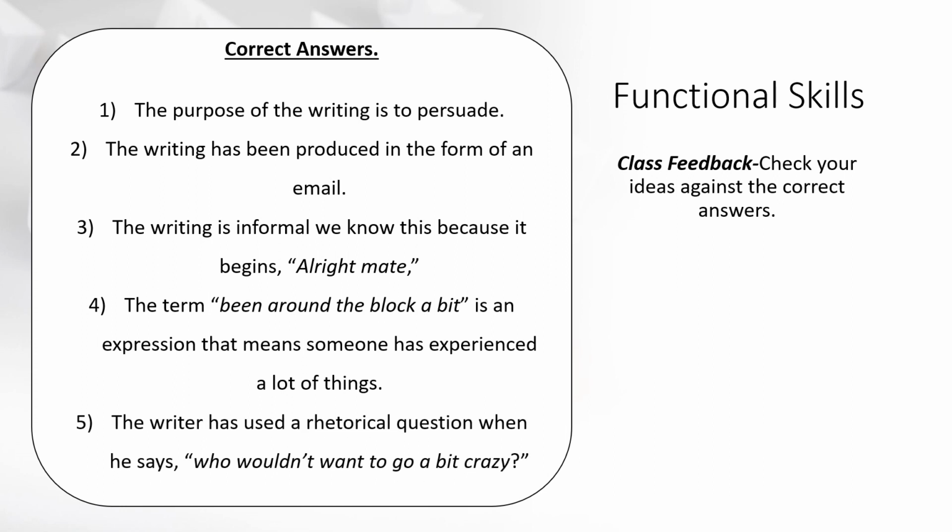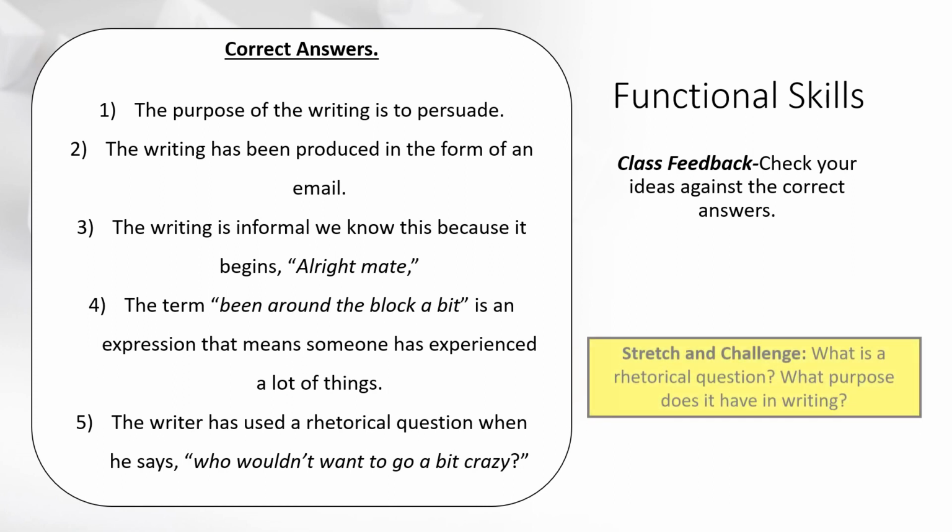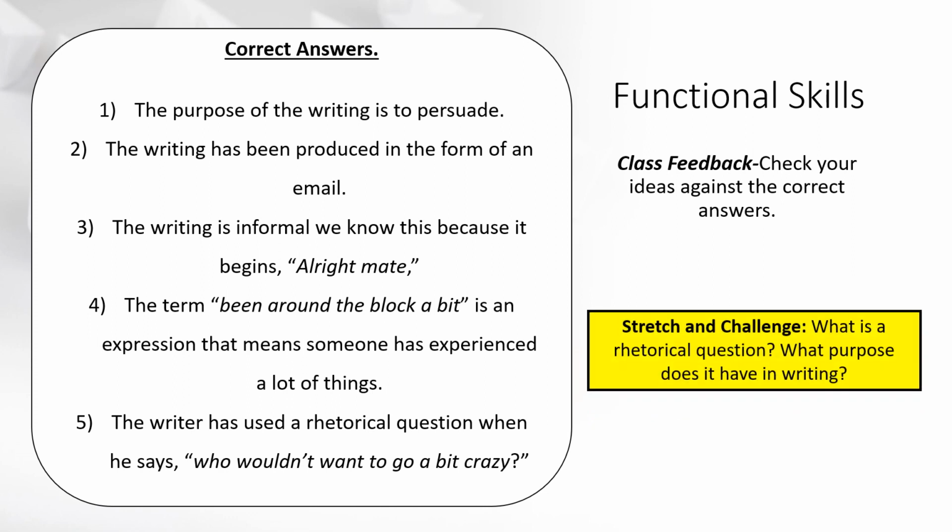And number 5, look at the line, who wouldn't want to go a bit crazy? What language technique has been used here? The writer has used a rhetorical question when he says, who wouldn't want to go a bit crazy? So hopefully you found that fairly straightforward. Again, these are just typical warm-up questions, quite similar to some of the lower level questions you're going to get on the reading assessment. What I'd like you to do is stretch and challenge yourself and think, what is a rhetorical question and what purpose does it actually have in our writing?